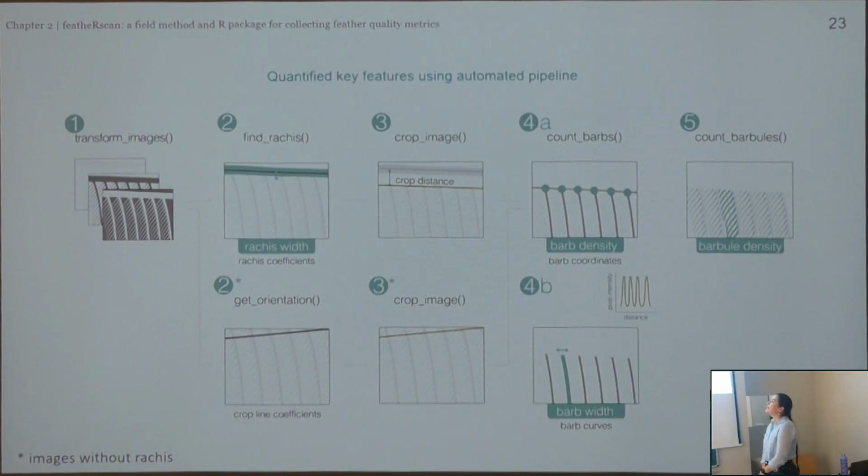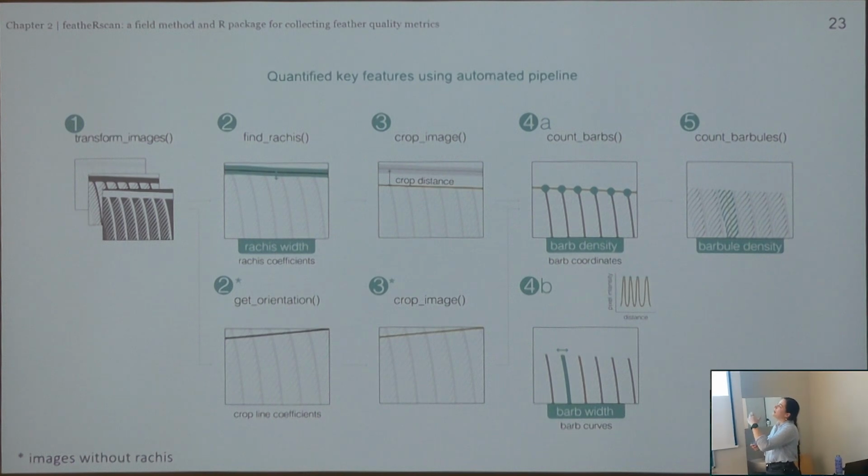So I wrote an R package that I will want to later release as a package for anyone to use, which automatically counts these different structures in the feathers. So it includes different functions like obviously preparing the images for the quantification, like changing it to grayscale, increasing contrast and things like that. And then the first step is to identify the rachis in the image to orient ourselves of where the feather is.